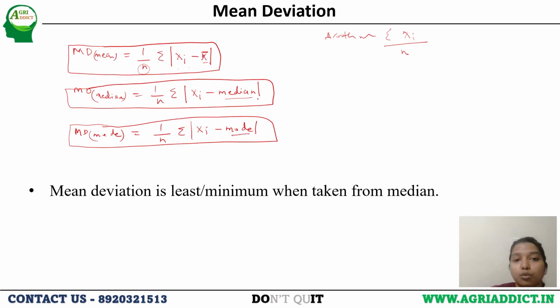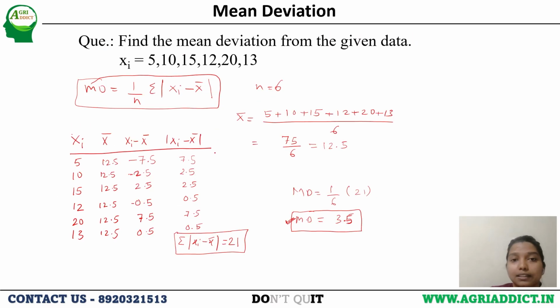If we look at the formula, we can understand what the definition says. I hope you got this point. Let's study the next point. Mean deviation is the least or minimum when taken from the median. When mean deviation is taken from the median, it comes to the least or the minimum. This point you have to remember. Okay, so let's move to the next slide.